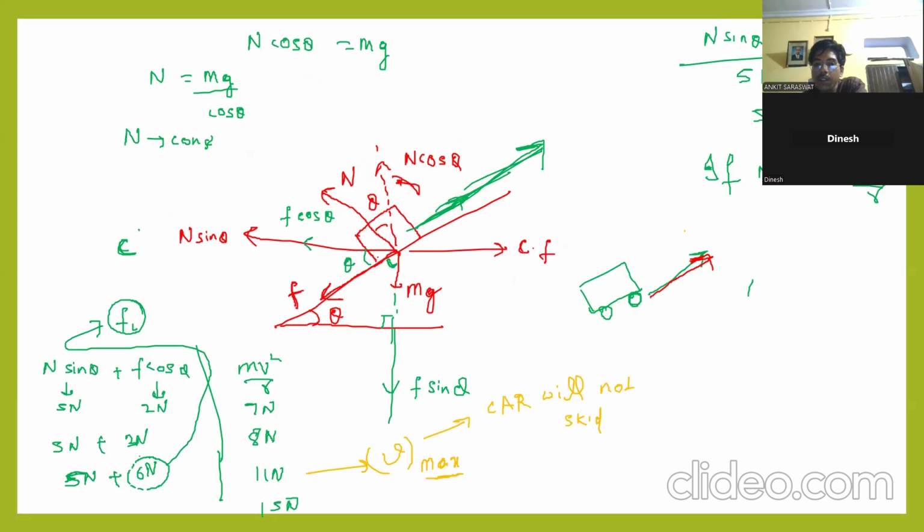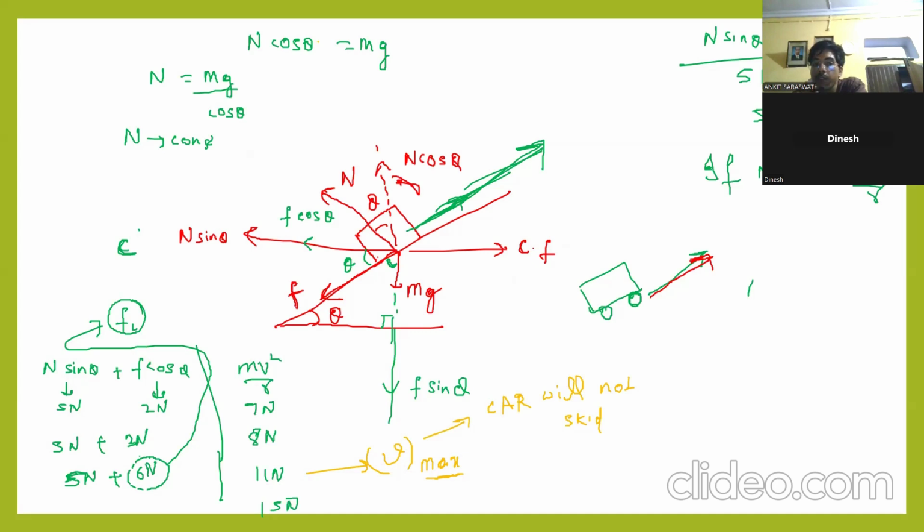So I did nothing. I simply discussed this: n sin theta plus f cos theta. What is the direction of n sin theta and f cos theta? It is towards the center. Clear? Centrifugal force is away from the center. So you are increasing the velocity. By increasing the velocity, this mv square by r is continuously increasing: 7, 8, 11, 15. So friction n sin theta is constant, 5 Newton.